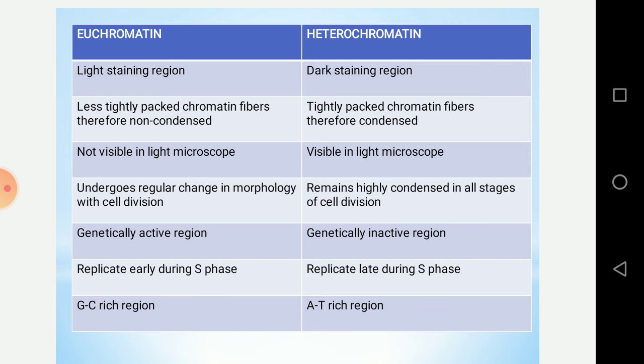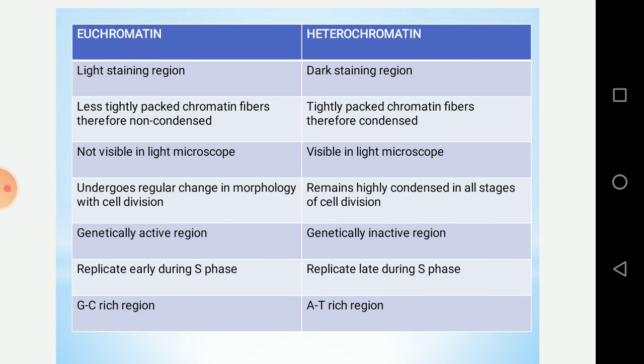We'll see some of the differences between euchromatin and heterochromatin. Euchromatin is a light staining region and heterochromatin is a dark staining region. Euchromatin is a less tightly packed chromatin fiber, therefore non-condensed, and heterochromatin is a tightly packed chromatin fiber, therefore condensed. As we saw in the diagram, euchromatin is not condensed, it has some space and a loose structure, but heterochromatin is tightly packed.